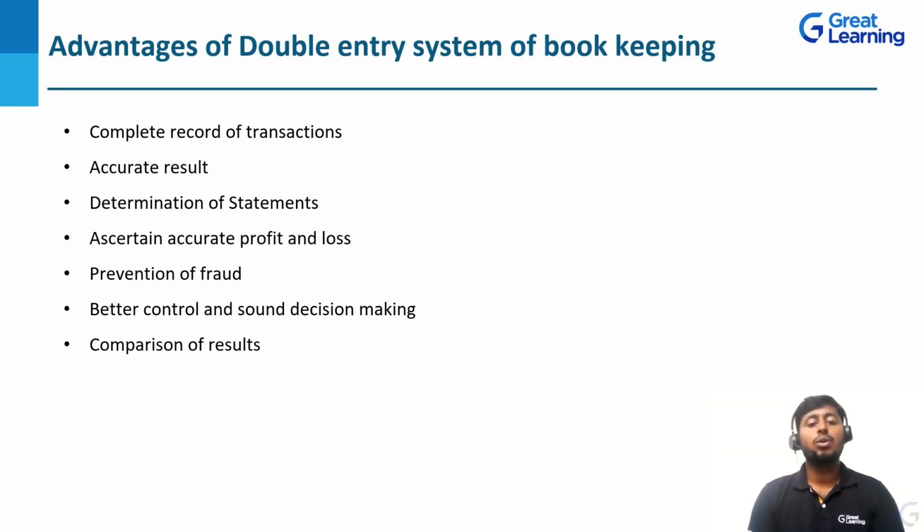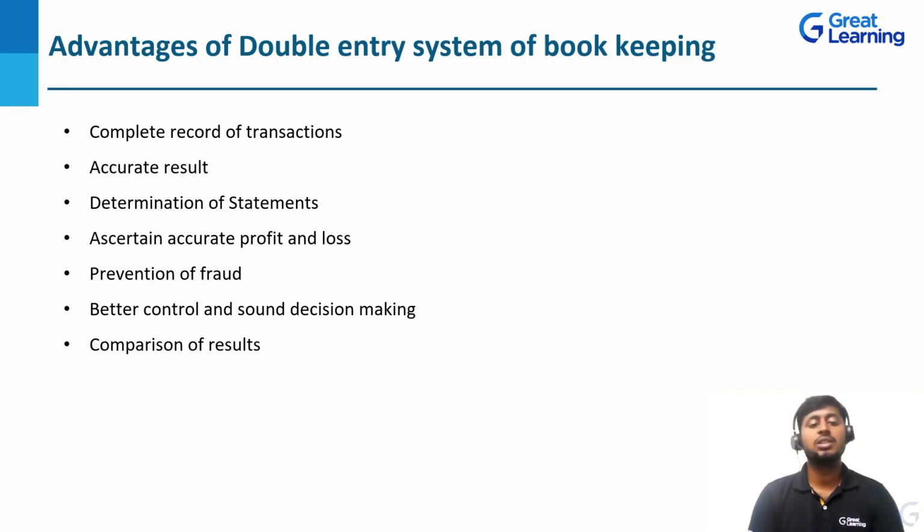Next, better control and sound decision making. In the double entry system of bookkeeping, they can control all the activities. Why? Because they can check whatever activities are happening in the organization for the past 1 month, or on a quarterly basis or half yearly basis. They can check and they have control over the transactions. And sound decision making: if anything is missing or out of control, then they can take good decisions with those activities also.